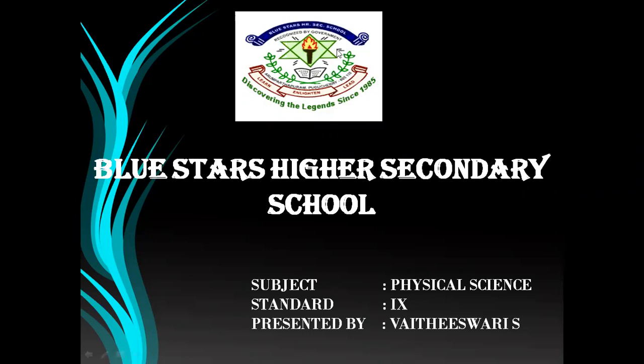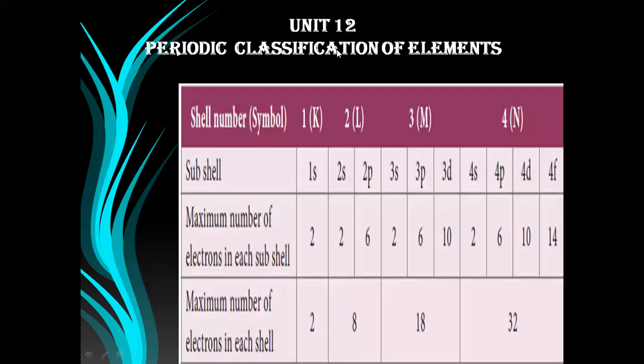Yesterday we discussed the modern periodic table. The modern periodic table was proposed by Henry Moseley. He arranged the elements in increasing order of atomic number. So he proposed the periodic law. This law states that the chemical and physical properties of elements are periodic functions of their atomic numbers.